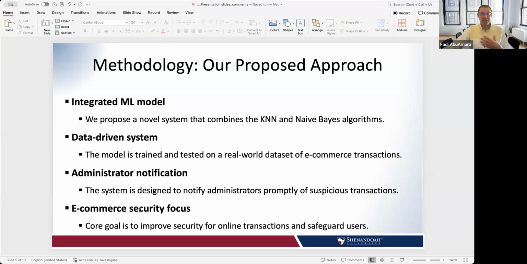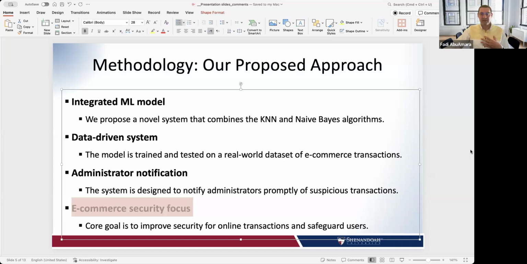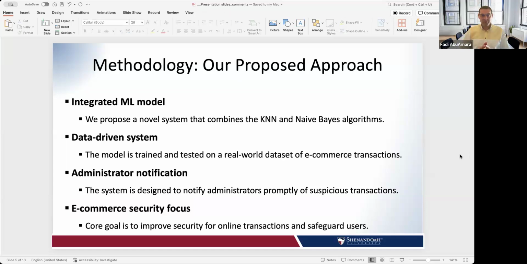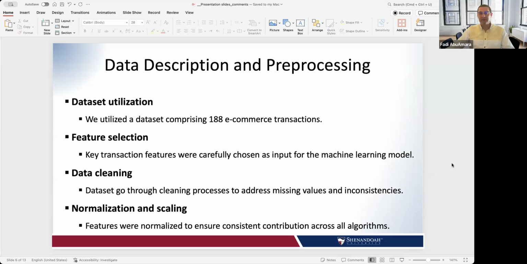And finally, we speak about the e-commerce security focus. The system's core goal is to improve the security of online transactions and safeguard users, which means it directly addresses the unique challenges of detecting fraud within dynamic e-commerce environments.